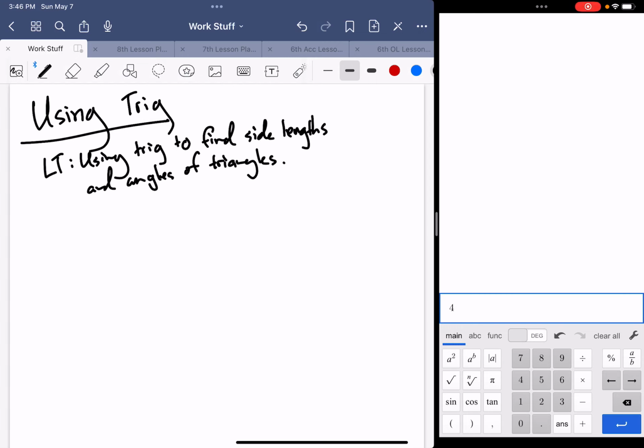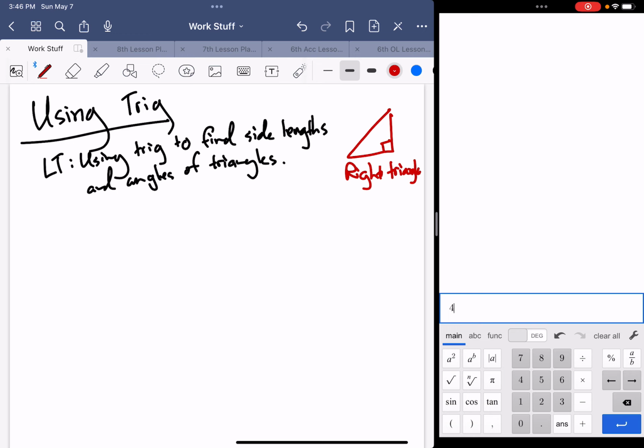Hello and welcome to this video where we're going to learn how to use trig. The learning target for this video is using trig to find side lengths and angles of triangles. Quick disclaimer, this works only when you have a right triangle. Later there's some fancier trig stuff you can do for non-right triangles, but what I'm going to go over in this video is all about right triangle trigonometry.